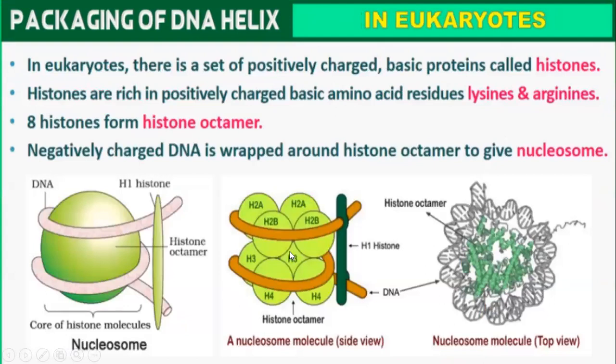eukaryotes, DNA is negatively charged, so it is packed with positively charged proteins called histones. And this histone doesn't exist as a single protein. It exists as a core of histone proteins, that is, a set of 8 histone proteins known as histone octamer.